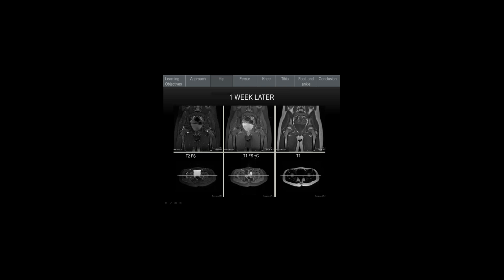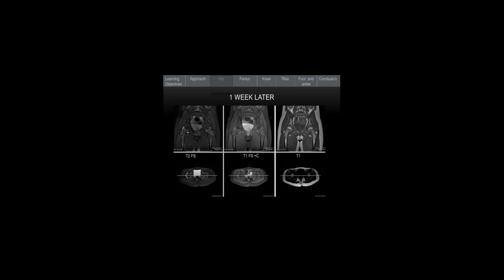And for those of you who are confused, I'll remind you that when we look at coronal imaging in a patient with MRI or CT, it's as if the patient is facing towards us. So the right is to our left and the left is to our right. So now we see fluid in both hips.